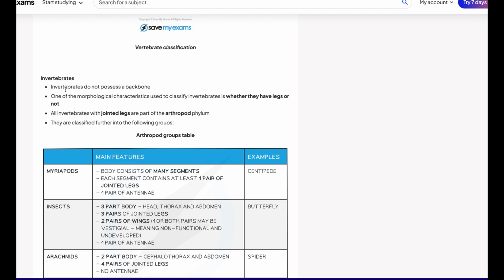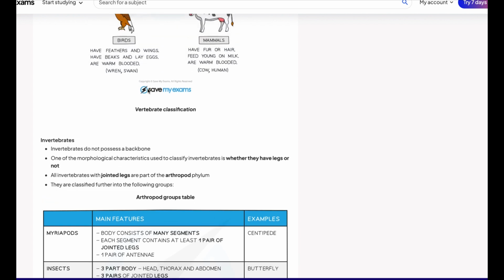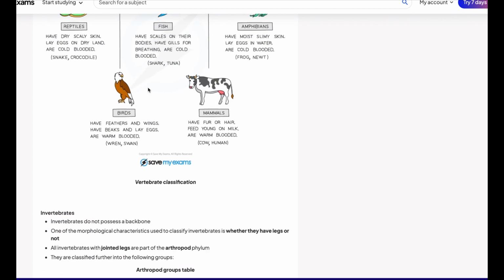Okay, now for the invertebrate, we say the invertebrates are animals without backbone. Remember, the vertebrates are animals with backbone, okay? The animals with backbones are the vertebrate, the five groups we studied: the fish, the mammal, the reptile, the amphibia, and the birds. All of them are vertebrate.